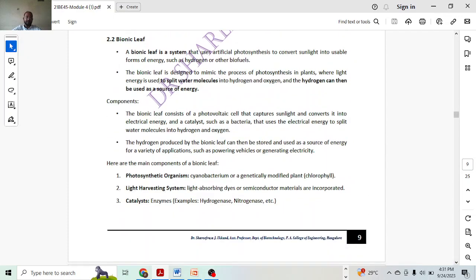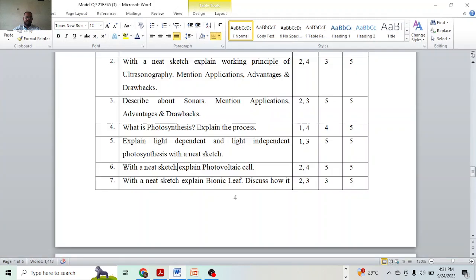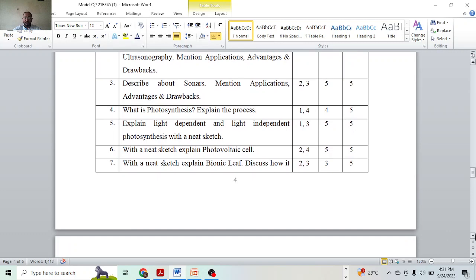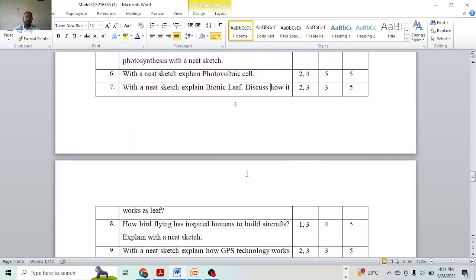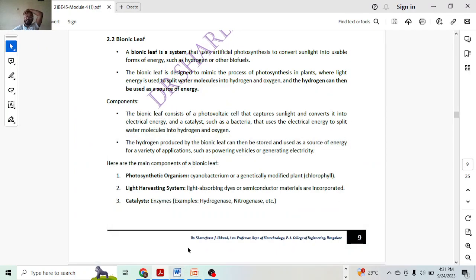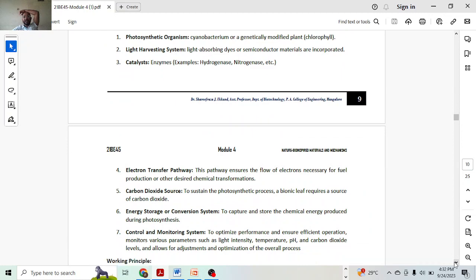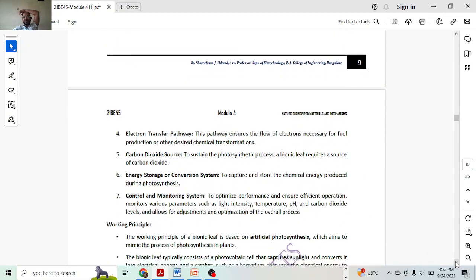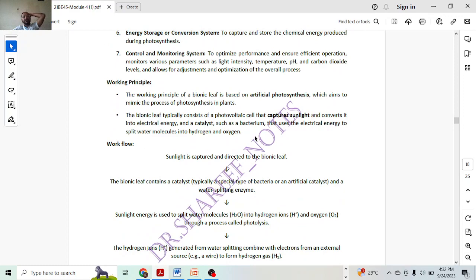Next, bionic leaf. Bionic leaf is again one of the interesting concepts. What is the question? With a neat sketch, explain about the bionic leaf, and the question continues: discuss how it works as a leaf. So it's a tricky question. Here 5 marks is there for bionic leaf. If you define the bionic leaf, you get 1 mark. Components 1 mark. Now the process, the whole process that is happening, is 7 points including the working principle, which is very important.